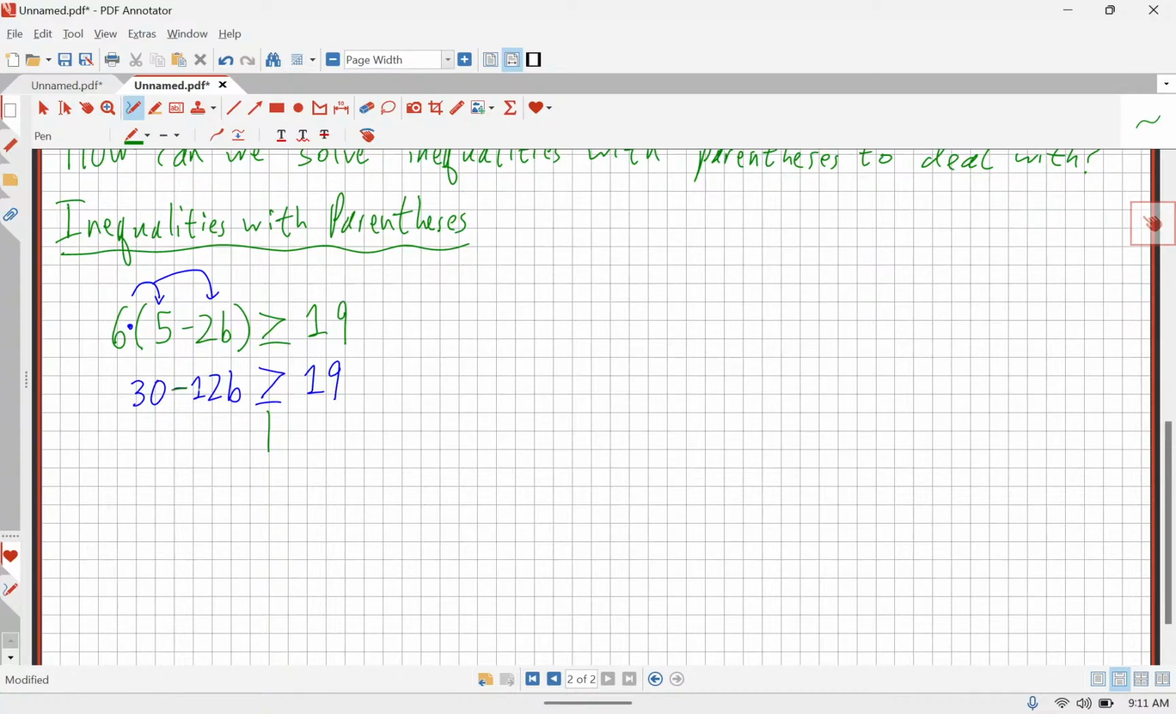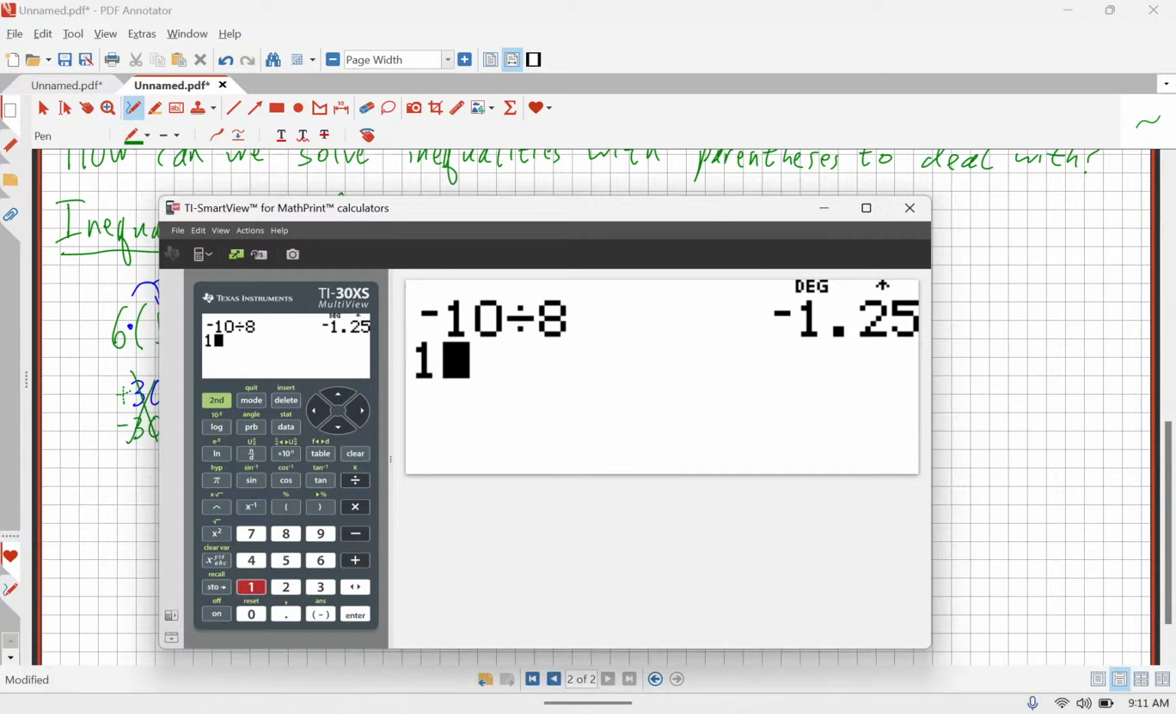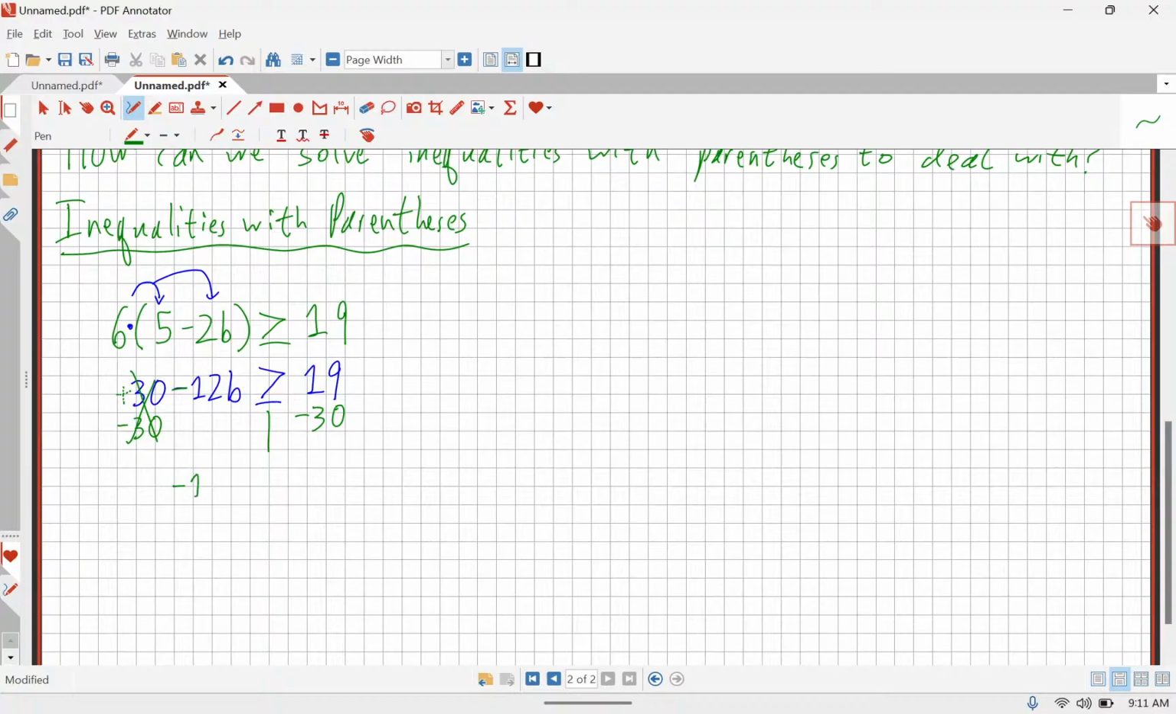Close. That minus is actually talking to the 12. So I'm going to have to take away 30 since it's a positive. If there's no symbol there, there's an invisible plus sign. Let them focus, guys. But then I have to do the same thing over here. 19 minus 30 is negative 11. So I get negative 12b is greater than or equal to negative 11.